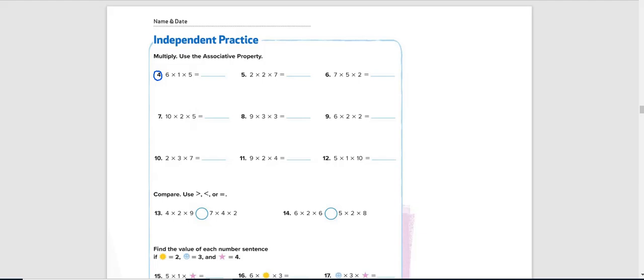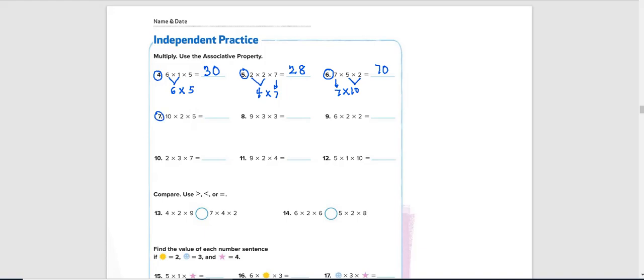So let's quickly look at it now. I can start anywhere I want. 6 times 1 is 6. I bring my 5 down. 6 times 5 is 30. Number 5. 2 times 2 is 4. Bring the 7 down. 4 times 7 is 28. Correct. Number 6. Let me start with 5 times 2, 10. I bring 7 down. 7 times 10 is 70.